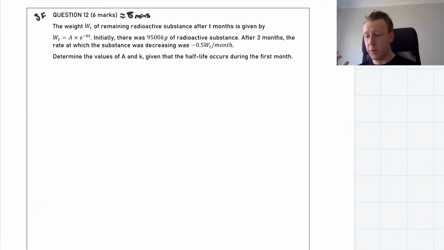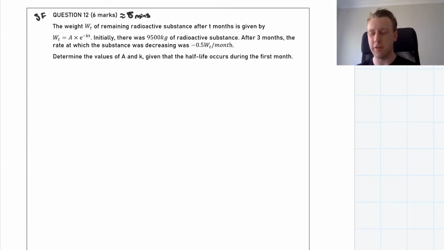So this one's simple, familiar. 6 marks, probably about 8 minutes, just because you've got a bit of fluffing around to do here with your calculator. Pause it, give it a go. Should be fairly straightforward. So we've got the weight of a substance remaining after t months. So t is given in months. Is given by some form there.